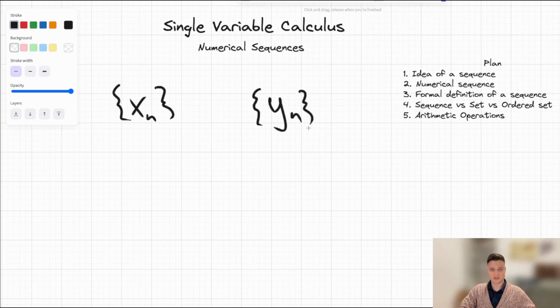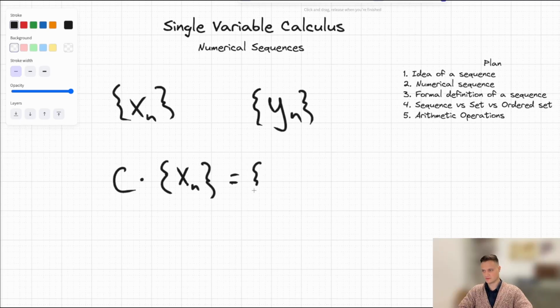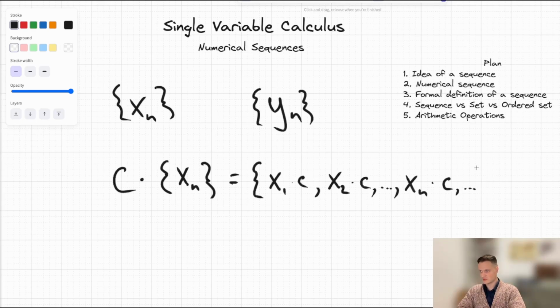So let me show you several examples. We can multiply the whole sequence by a constant. So the following definition, C means constant. If we multiply the whole sequence by a constant C, we will have the following construction. x1 will be multiplied by C, x2 will be multiplied by C, and so on and so forth. xn will be multiplied by C, all the elements will be multiplied by C. So this is the multiplication of the sequence by some constant.